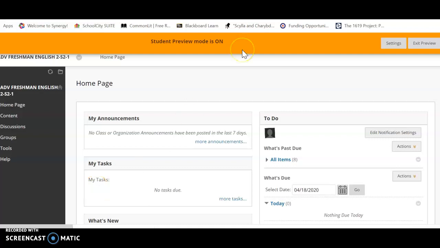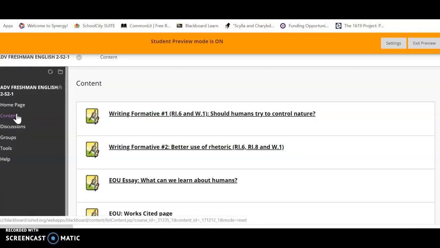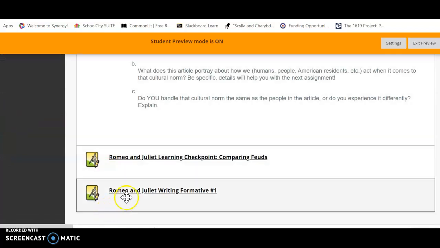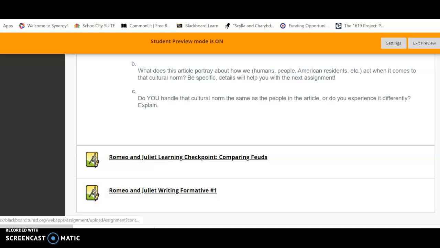Hey people, here's how you're going to check your rubric on Blackboard. So you're going to sign into your Blackboard page. You're going to click content to go find the assignment. We scroll down, the assignment we're working on today.